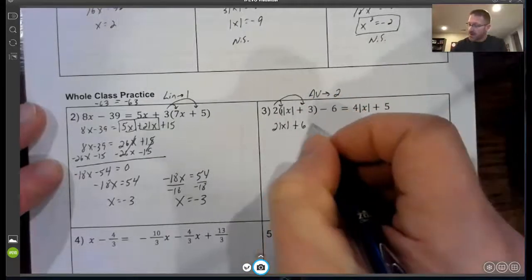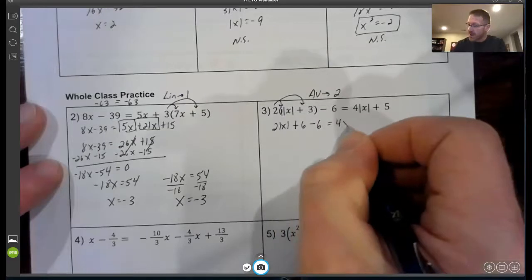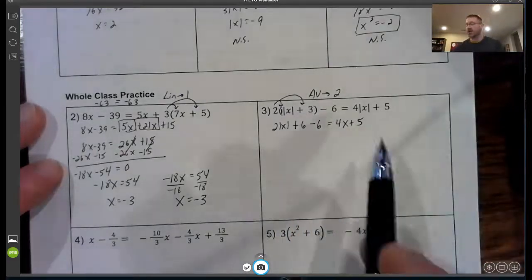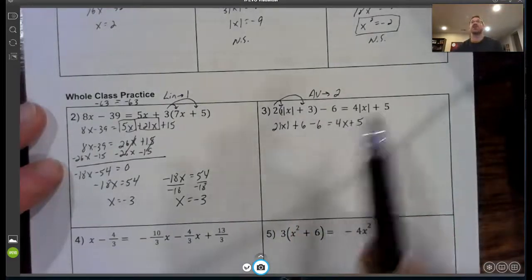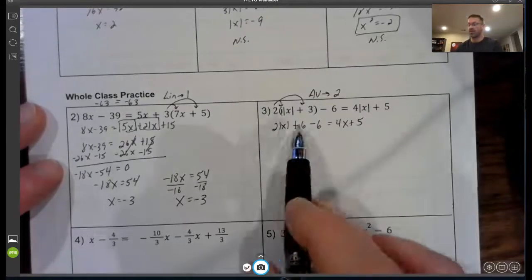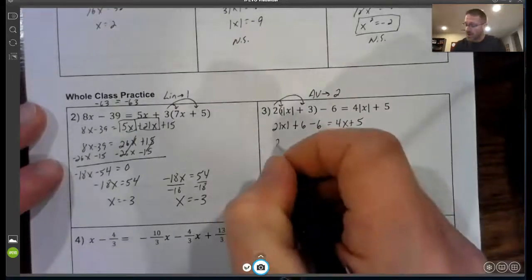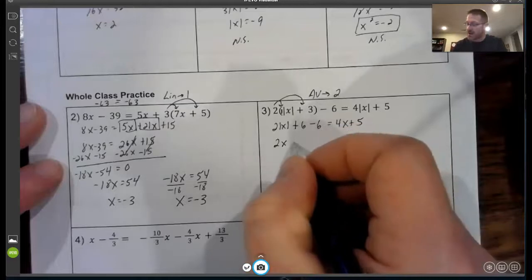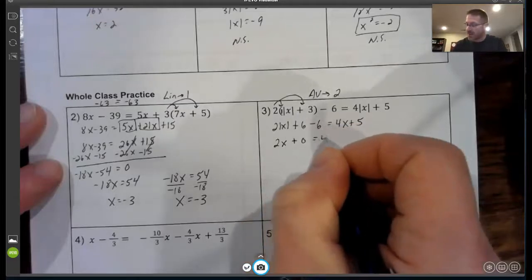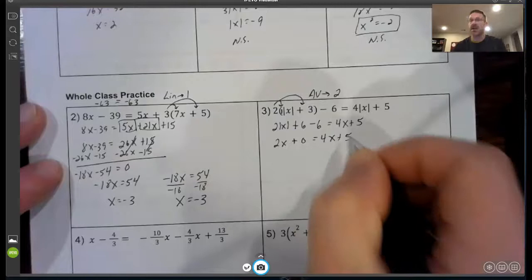So that's plus 6, and I bring down the minus 6 equals 4x plus 5. All right, because there's nothing to distribute on the right side. Now, step 2, combine like terms if you can. So on my left side, I do have 2 like terms here. I have 2x. Now 6 minus 6 is 0, so I'm just going to write plus 0 right here. And there are no like terms on the right side.